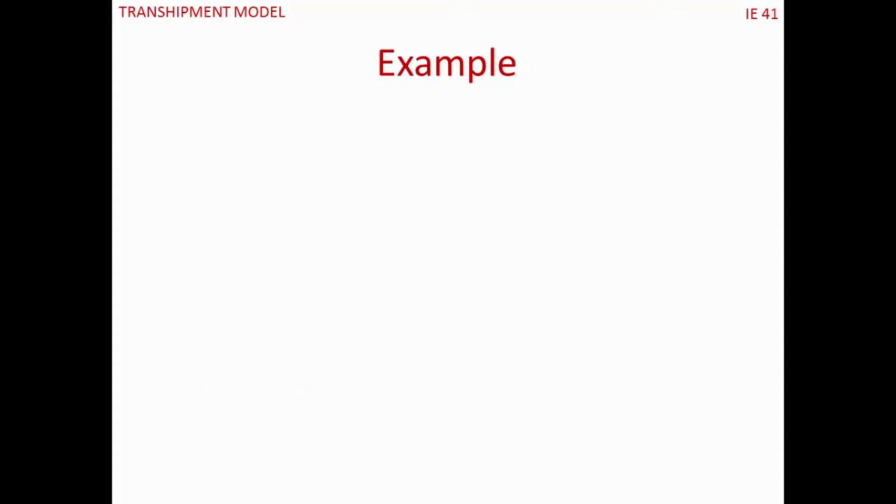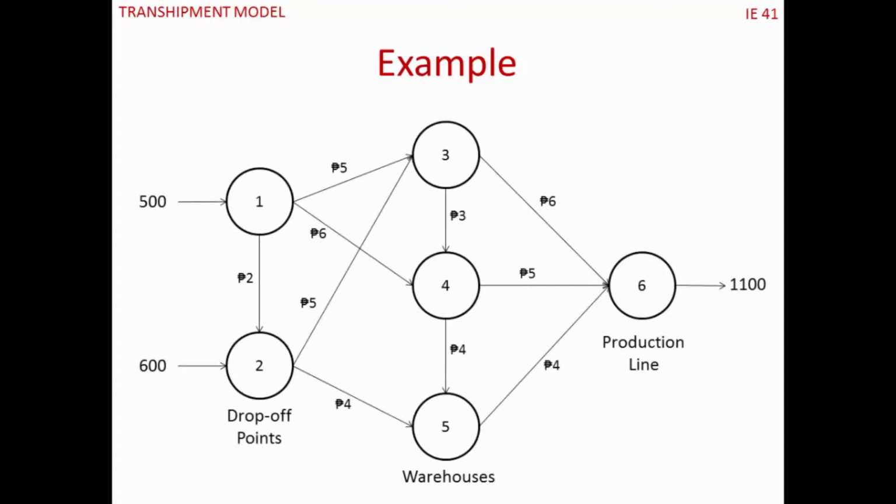Transshipment occurs when there are nodes that act as both source and destination, called transshipment nodes. In our example, nodes 2, 3, 4, and 5 are transshipment nodes. Node 1 is called a pure supply node as it only acts as a source, while node 6 is called a pure demand node as it acts as a destination only.